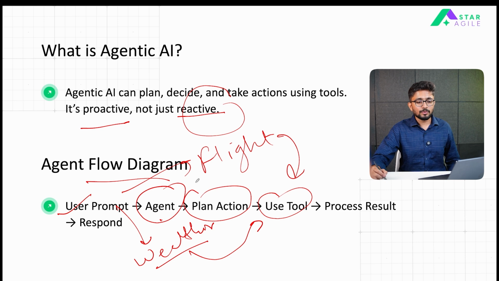Right. So here you do not need to be in between this action plan. User prompt will go to an agent, agent will plan the action, call the tool, and you will get the results back, right?